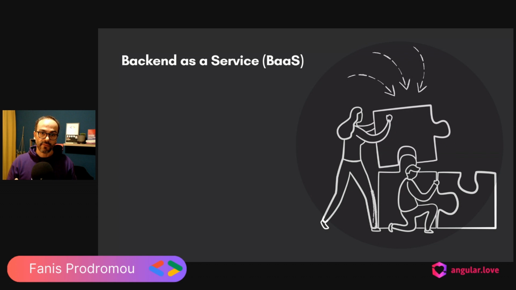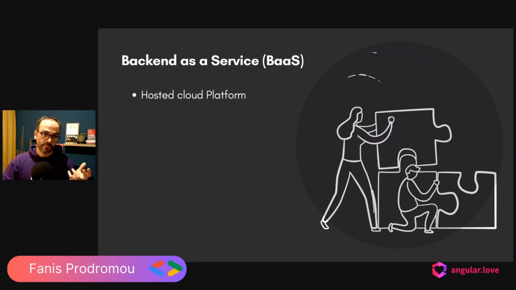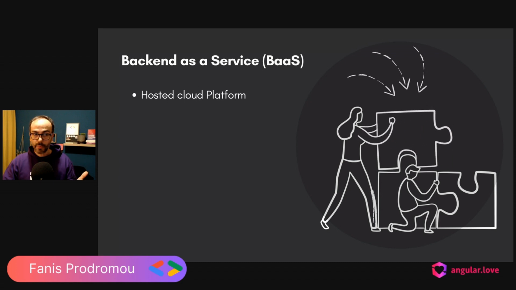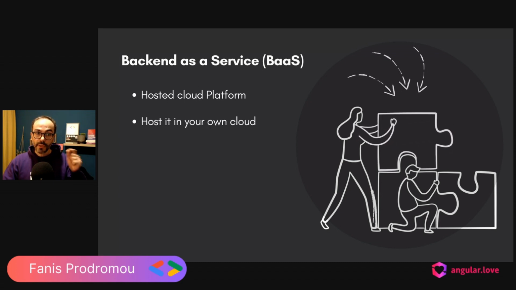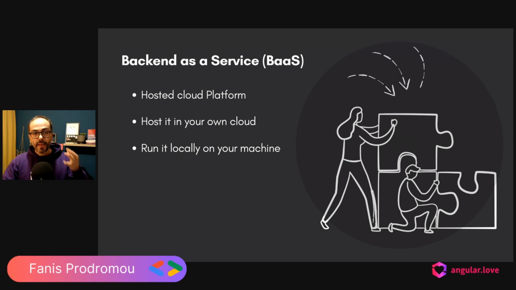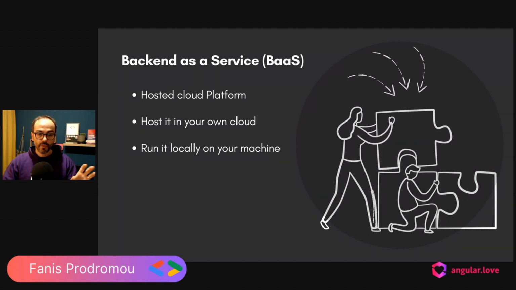So we're talking about a service. And since this is a service, we need somewhere to host it. We can host it in a cloud platform. We can host it in your own cloud, or you can even run it locally on your machine. These three bullet points are very important, and the reason is that there is no vendor lock-in. As soon as you have your infrastructure, you can do whatever you like with your infrastructure.